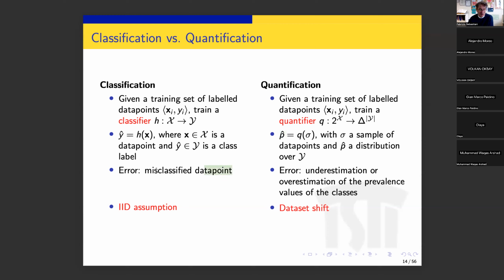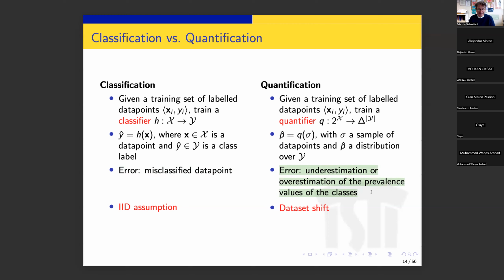So the type of error that we make in classification is, say, that we take a data point and we misclassify it. The error that we make in quantification is instead, for a given class, we either underestimate or overestimate its prevalence value.